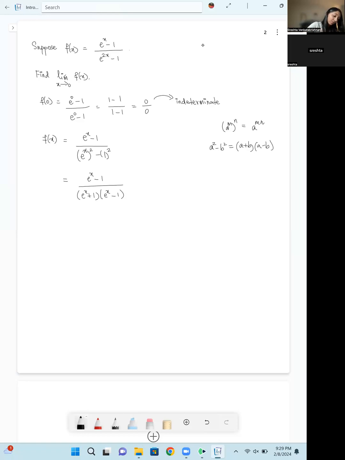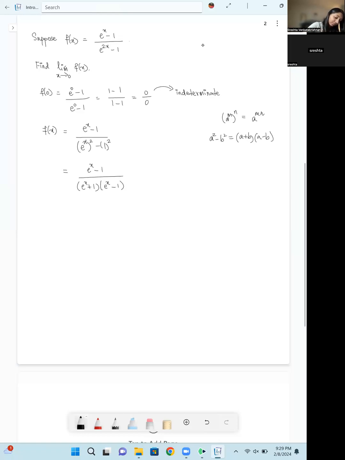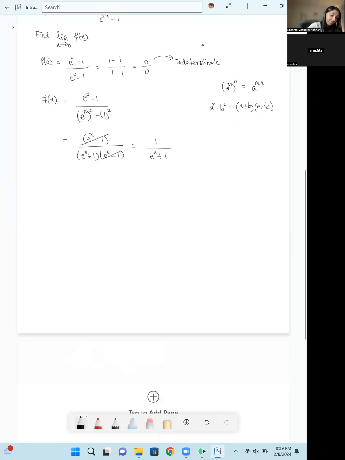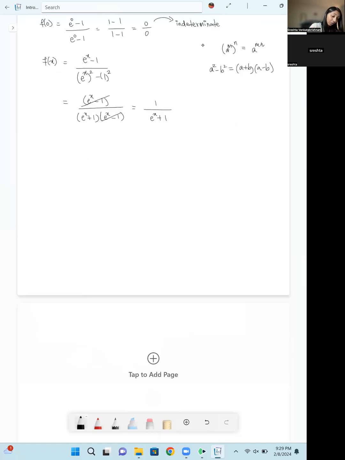We do. So we can cancel common factors. So we end up with 1 over e to the power x plus 1, right? So now we can take the limit as x goes to 0 of f of x. We've now rewritten f of x as 1 over e to the power x plus 1.